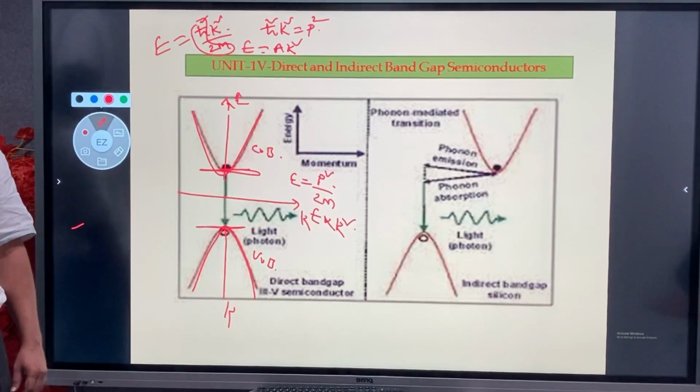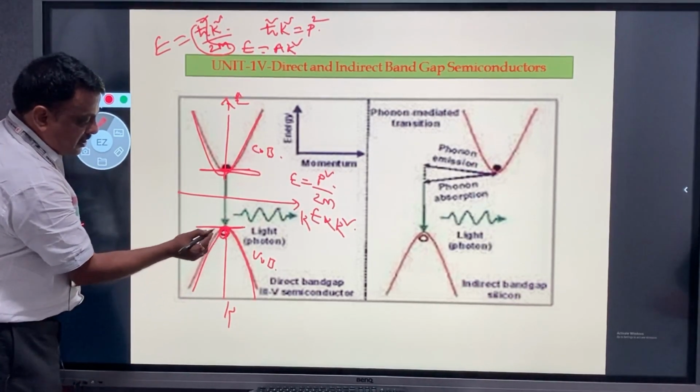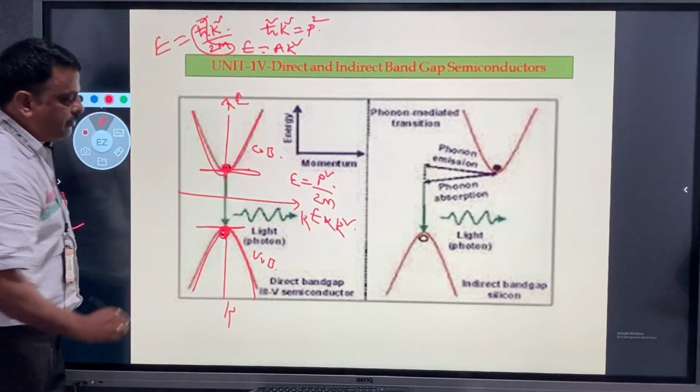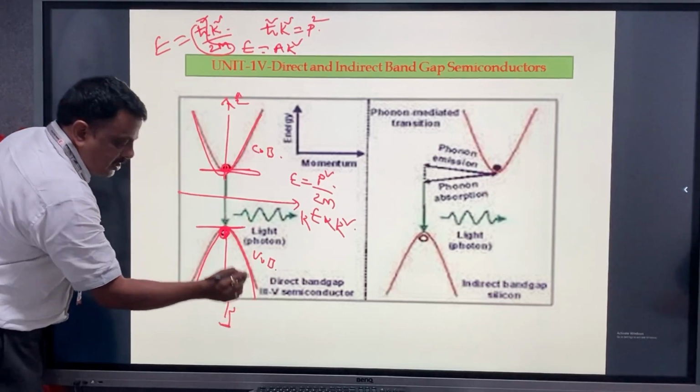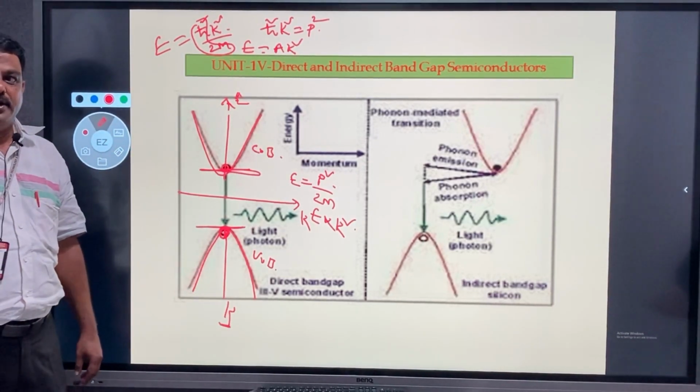In the case of a direct band gap semiconductor, the maximum value of the valency band and the minimum value of the conduction band occur at the same value of momentum. That is called a direct band gap semiconductor.